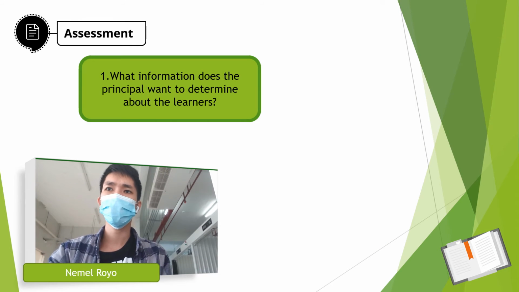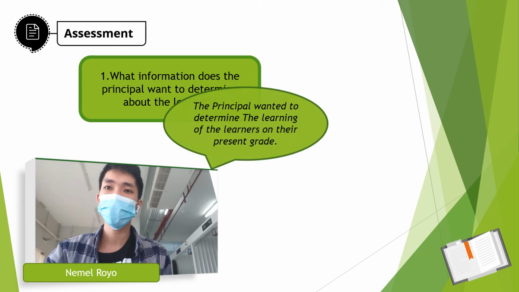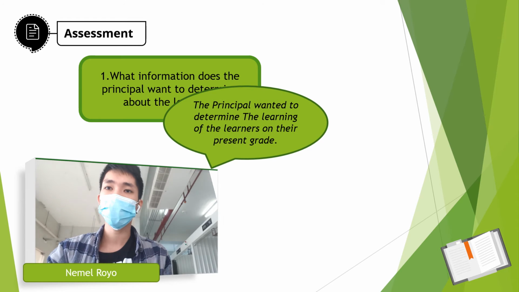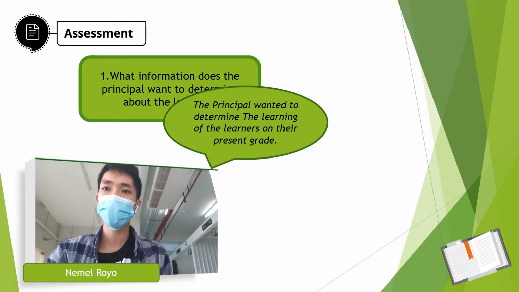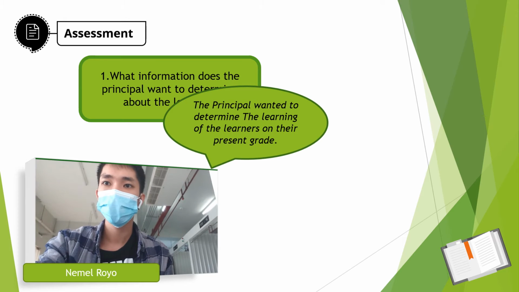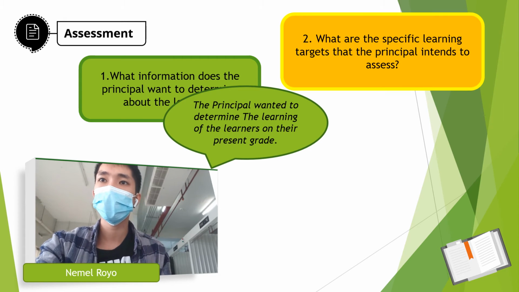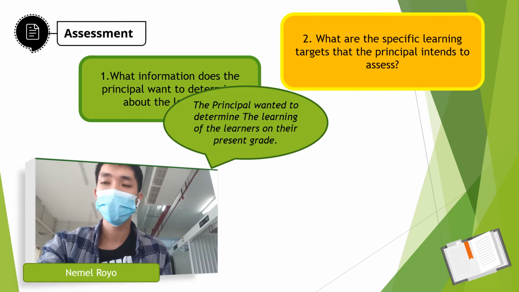In case B, what information does the principal want to determine about the learners? So first, the principal wanted to determine which students will be admitted to the school. But in order to determine that, they must first determine the learning of the learners in their present grade. What are the specific learning targets that the principal intends to assess?